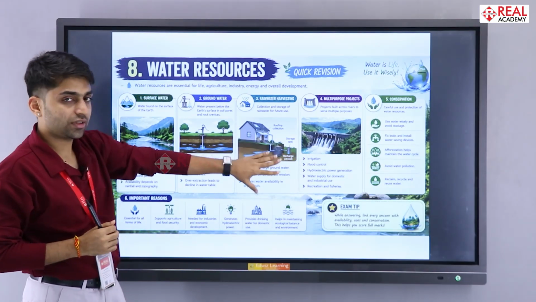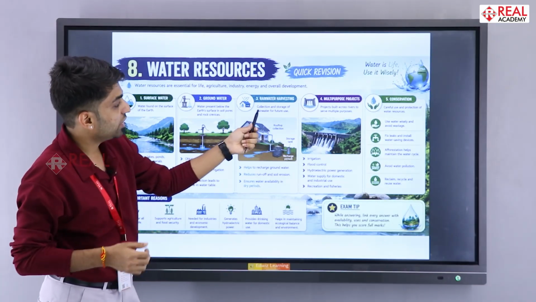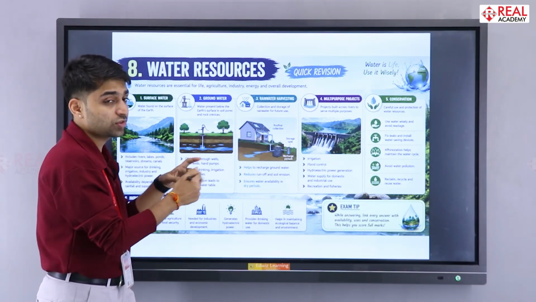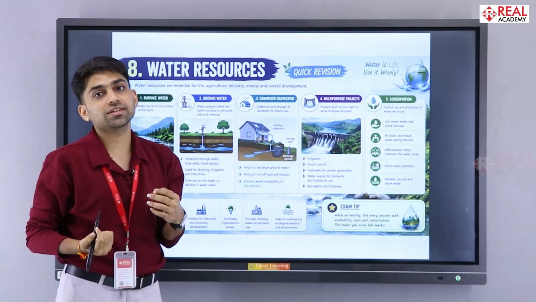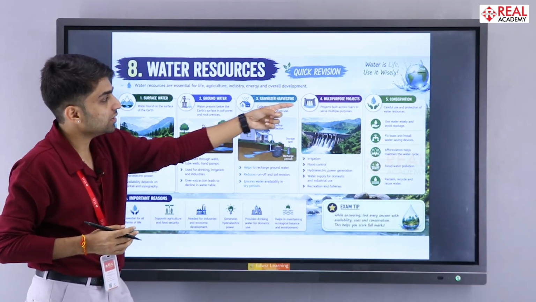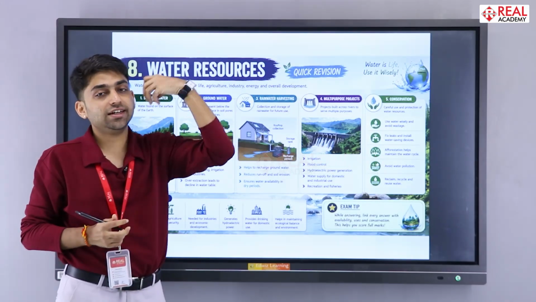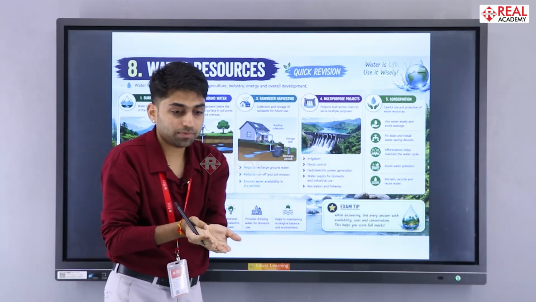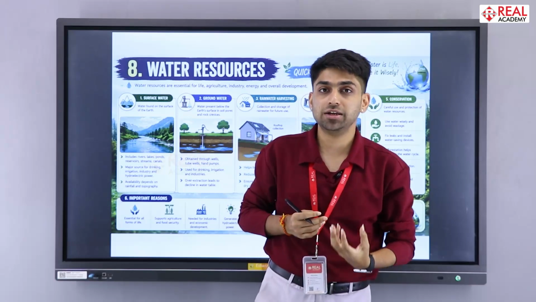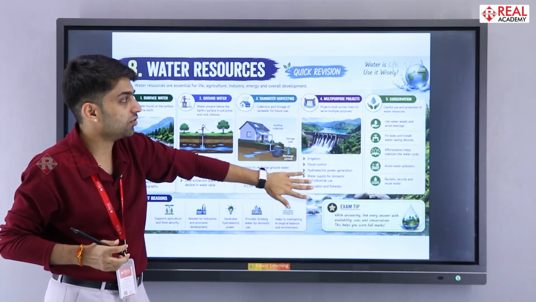Rainwater harvesting can also be asked for 2 marks or maybe 4 marks, where you need to understand the concept. Also be prepared with the diagrams. Diagrams are a must in any geographical answer. Multipurpose projects, in which states you can find a multipurpose project. What is meant by a multipurpose project? All these things you need to understand. What are the advantages of it?